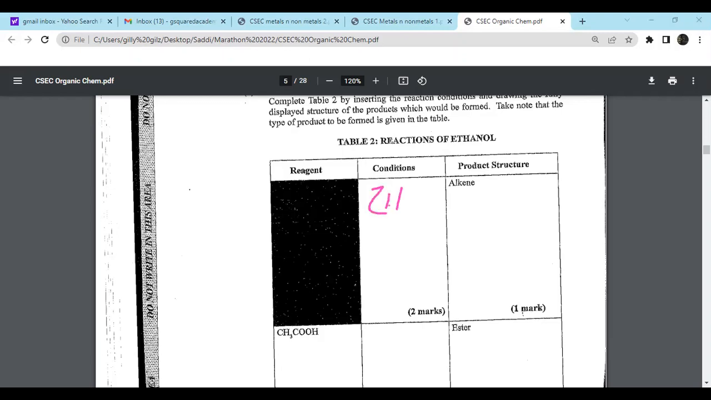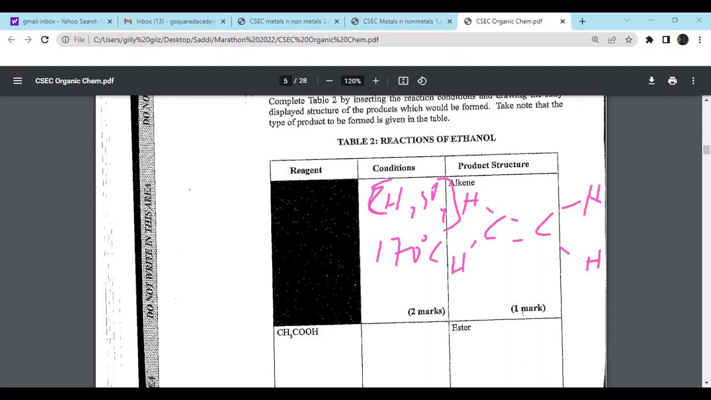Okay, so you're going to use conc sulfuric acid, H2SO4, those are square brackets, and 170 degrees Celsius. The alkene that you're going to get is ethene, so therefore you simply draw ethene. Remember, they did say you need to draw it. Okay, so that's what you would get.